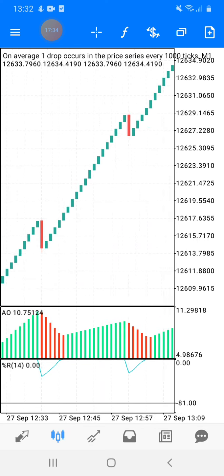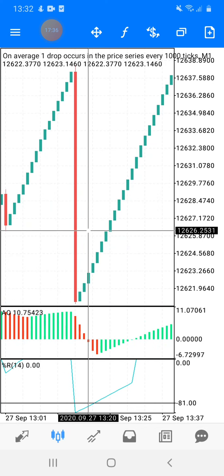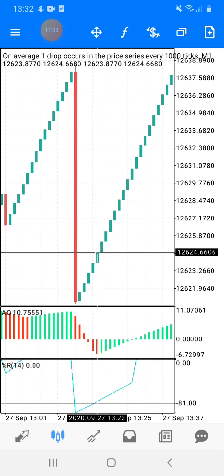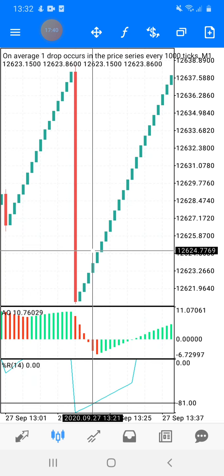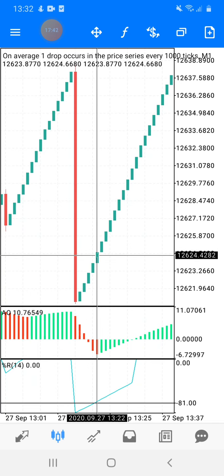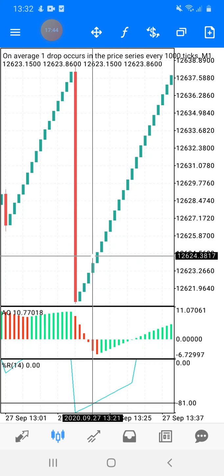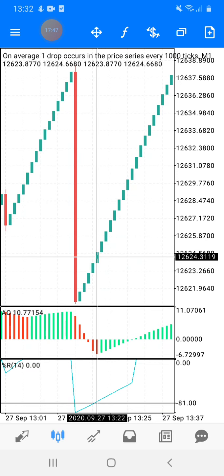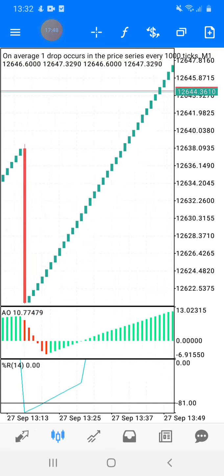So let's go through more. As you can see, there's another one here, comfortable. You can take it here, or you can wait for a nice comfortable touch and then enter. And that'll be number 14.